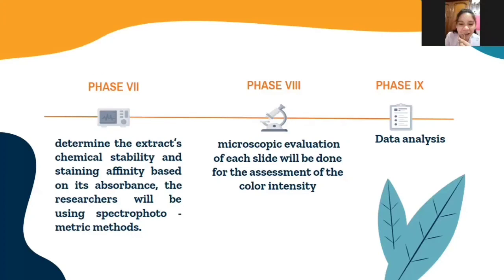After phase 6 is phase 7, in which we will determine the extract's chemical stability and staining affinity based on its absorbance using spectrophotometric methods. The stability of the extract's staining affinity will be properly measured through detection of any sudden increase in absorbance after the first measurement of the independent variables. And in phase 8, microscopic evaluation of each slide will also be done for the assessment of the color intensity imparted by both the Eleusine indica leaves extract and the malachite green to the endospore forming bacterium.